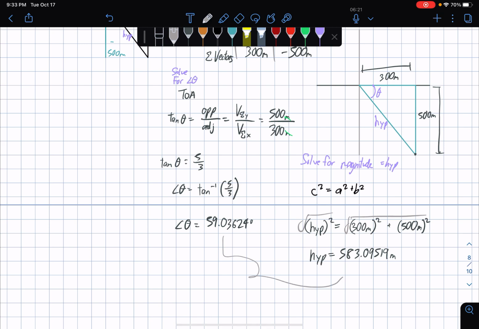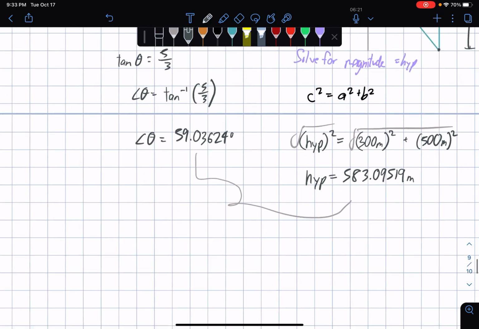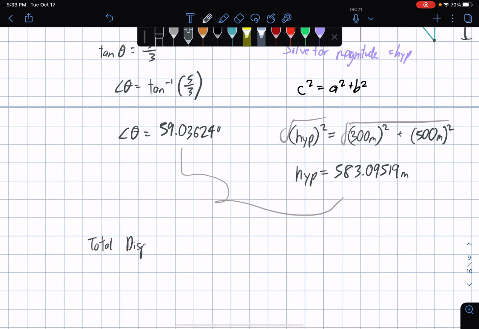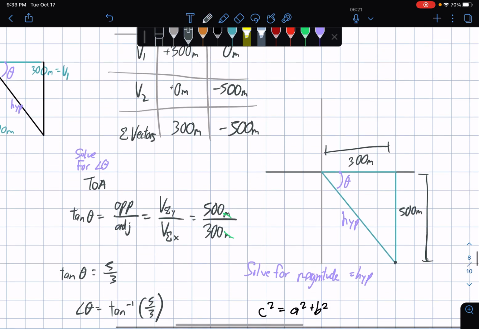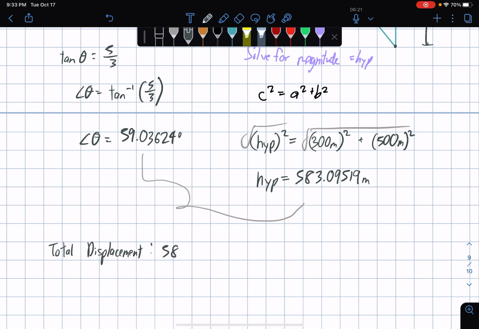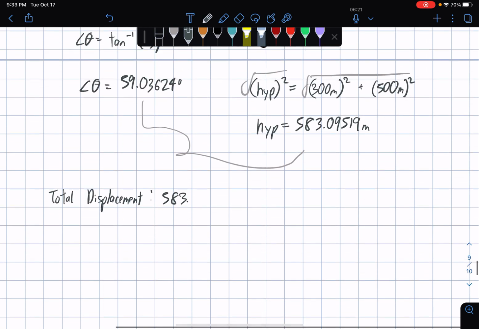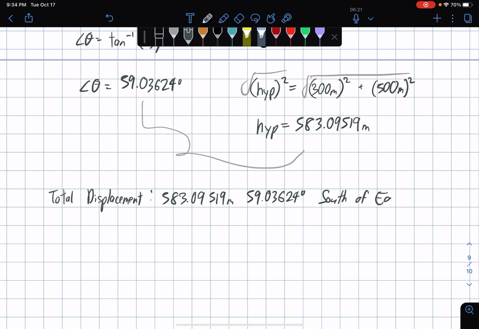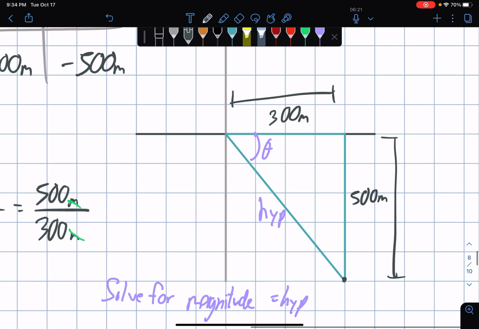What did you get for magnitude? Direction? South of east. Correct, yes. 583. Since it is in quadrant 4 of the new Cartesian plane, the second one that we made, so south of east.